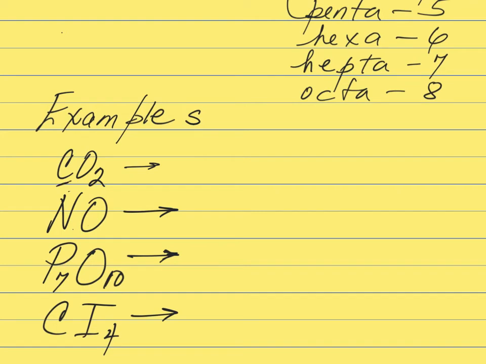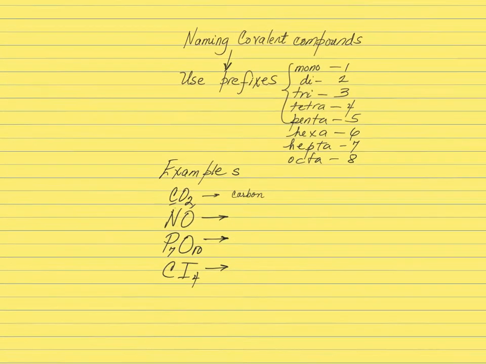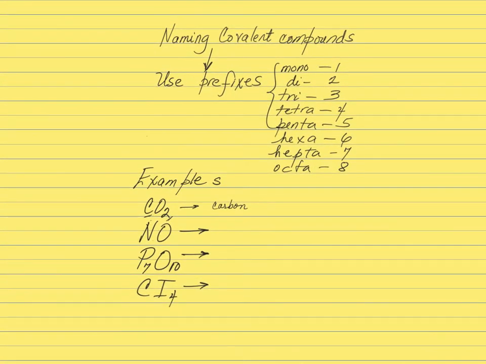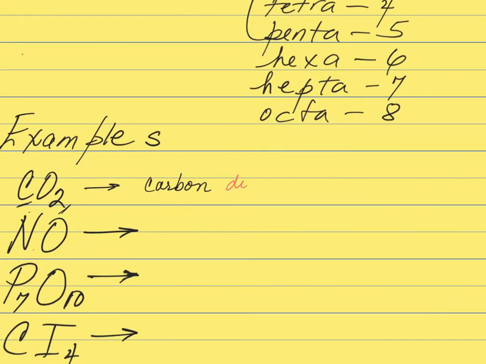You have one atom of carbon, but carbon is the first element in that formula. Do you have to put mono? No, carbon, just like that. Now you have two atoms of oxygen. What is the prefix that you're going to use for two? Di. Now carbon dioxygen. You're going to drop the ending and add IDE, oxide. And that's how you name them. See that? Easy piece of cake.